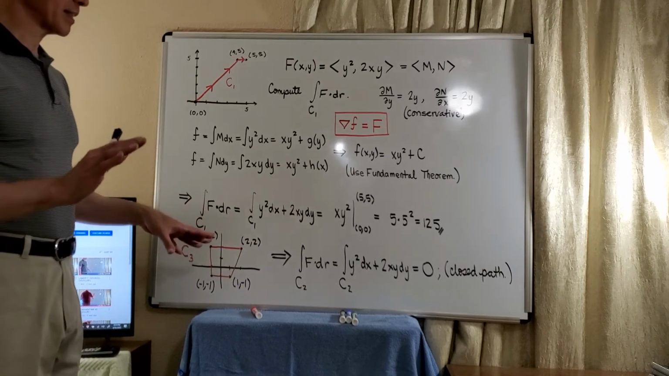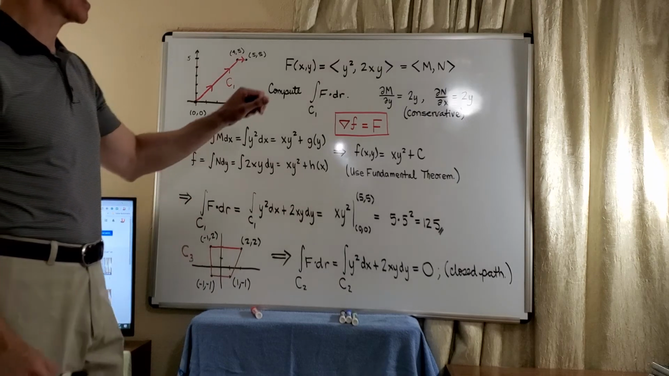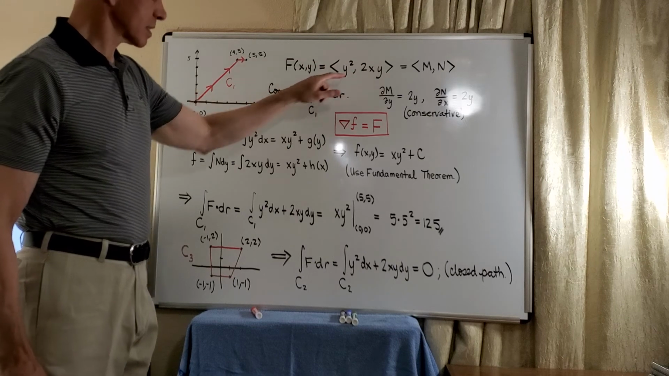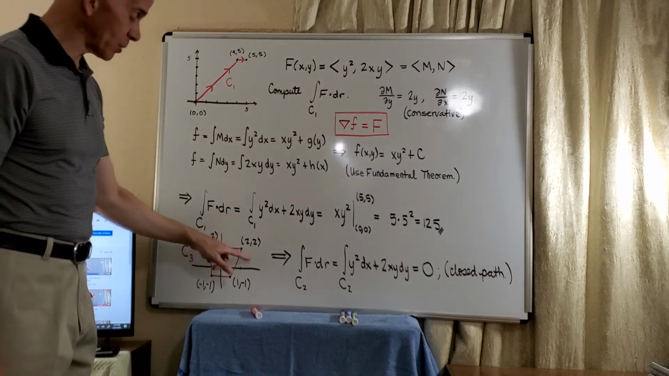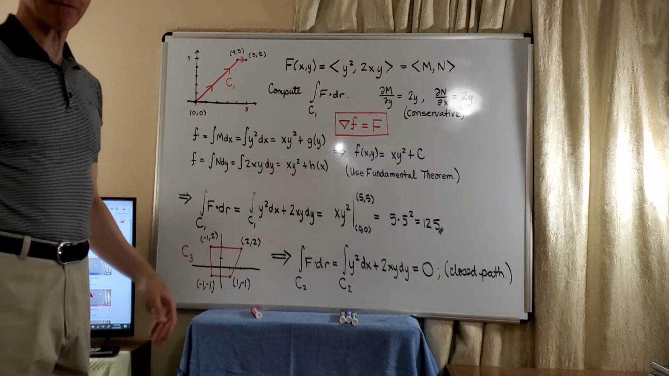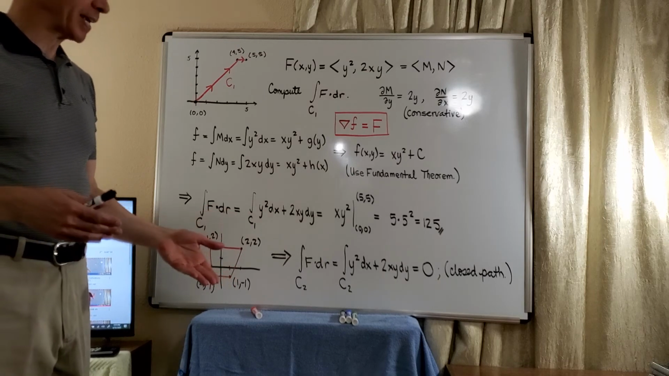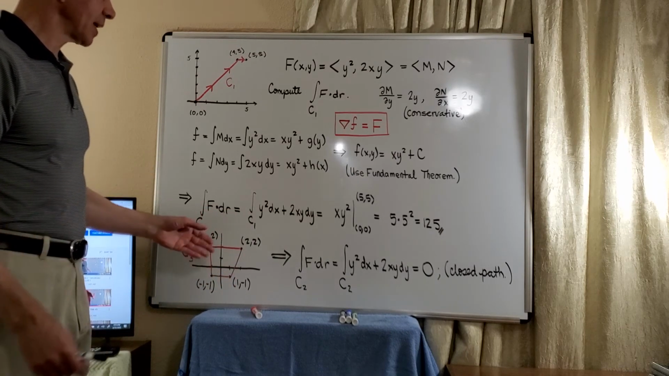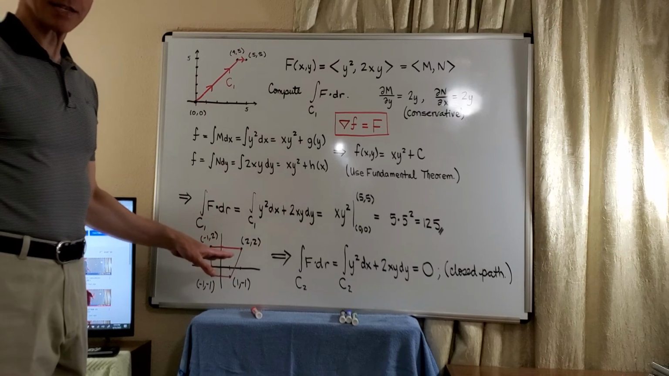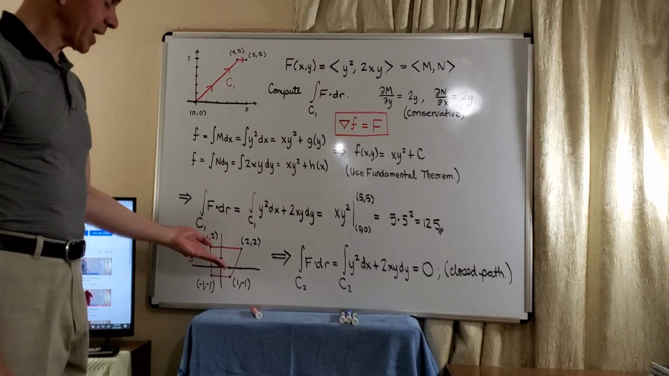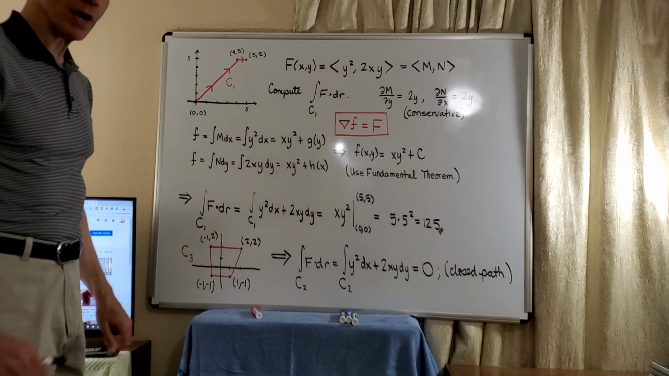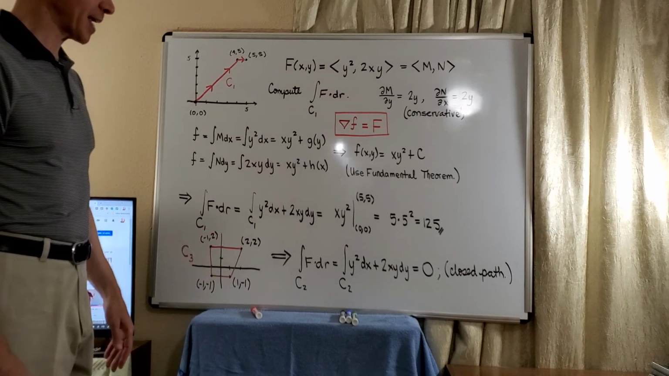Now, one thing that's very important is that the first partials must be continuous in the region bounded by this curve, and we see we have that. Now, of course, we have to be careful when we're analyzing vector functions that they actually meet the hypotheses of the fundamental theorem, but we have no issue here. And of course, we have a piecewise smooth curve, so all the hypotheses are satisfied.